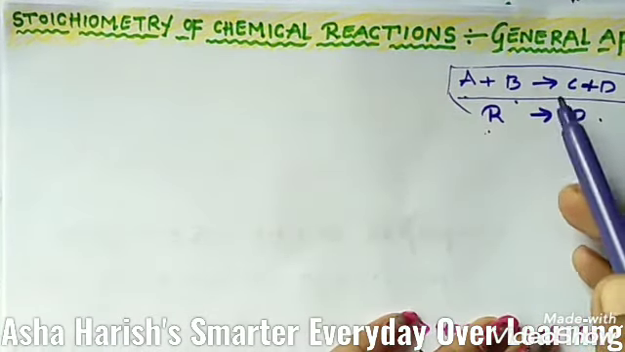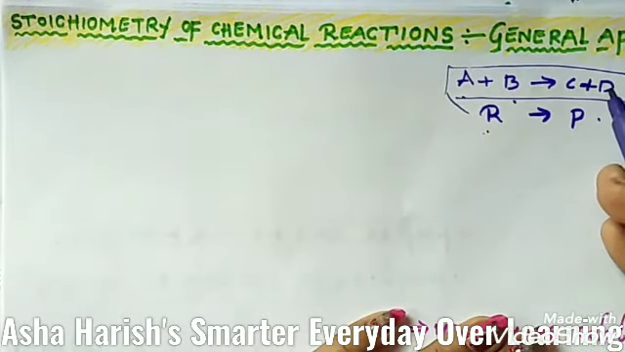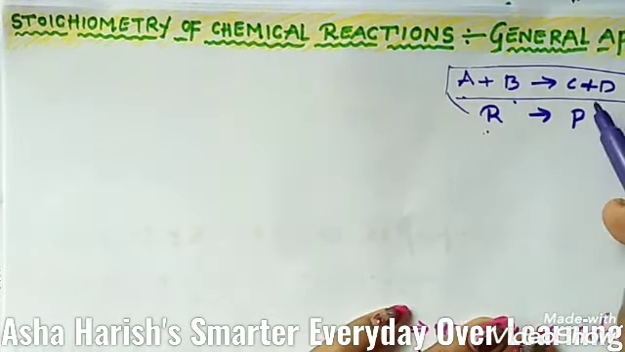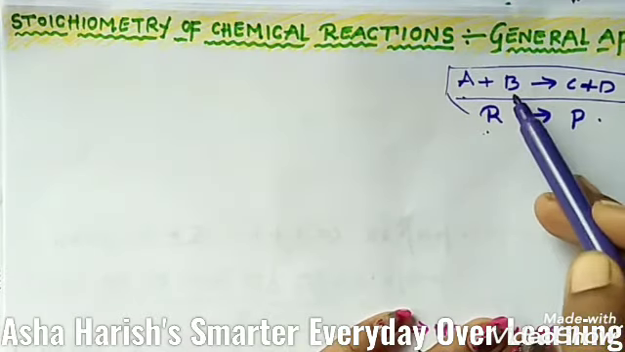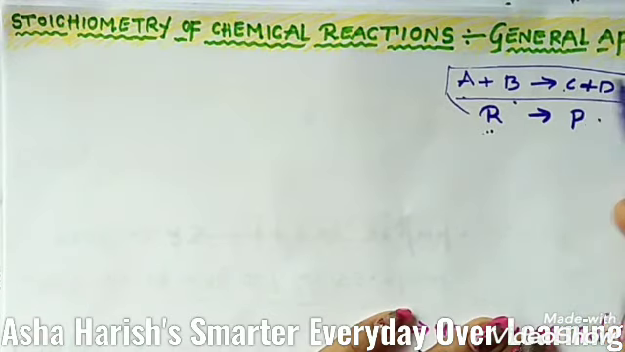In every chemical reaction, there is a presence of reactants and products. Here is the general example I have written. A plus B gives rise to C plus D. Here A and B, these two are acting as reactants, and C and D, these two are acting as products.